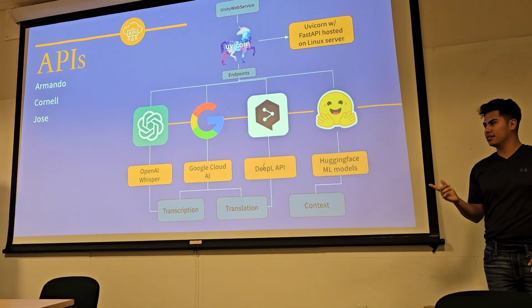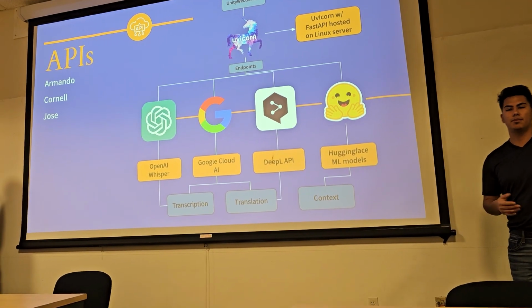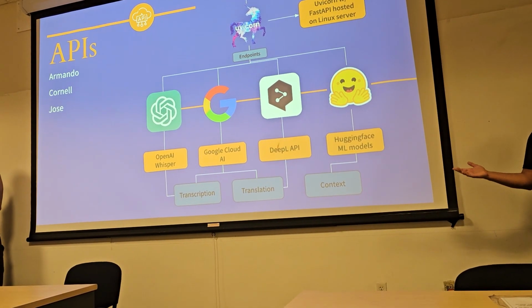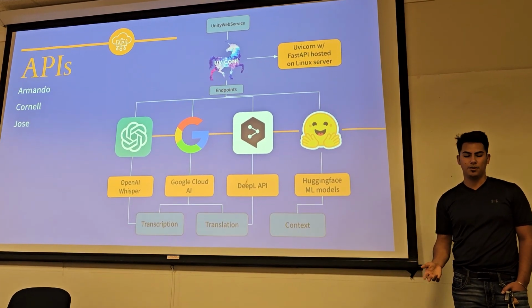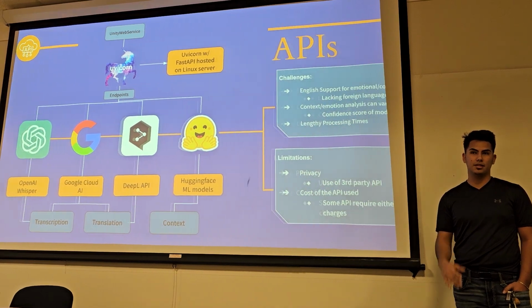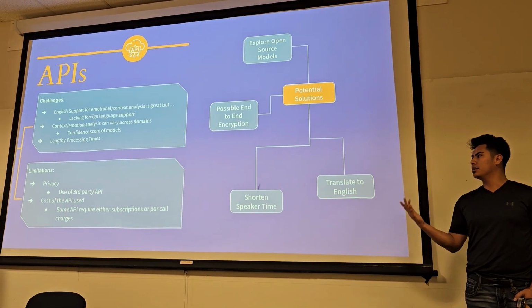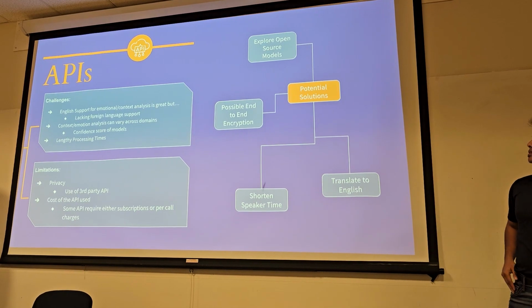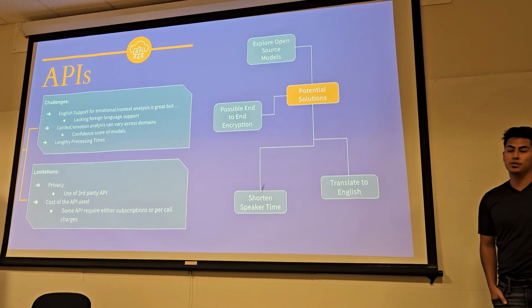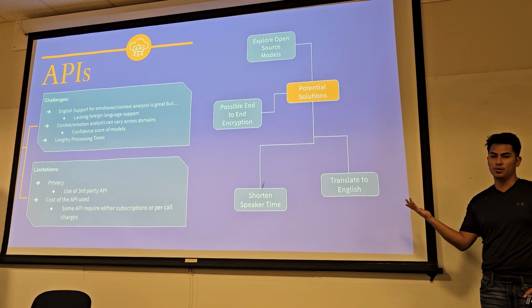Jared just asked Carl what is the most difficult part of our project, and for sure it'll be the context. The reason behind that is because there's not that many machine language models for other foreign languages. There's mainly English support, so that is one of our challenges. And a potential solution to that would be to explore more open source models.